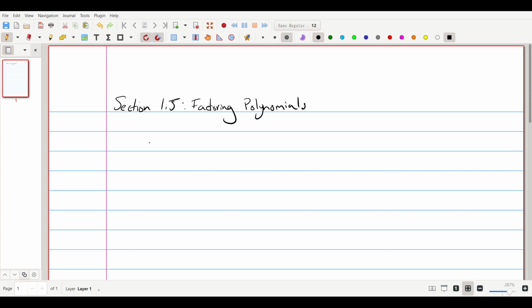In the last section, we learned how to multiply polynomials, and so essentially factoring polynomials is the undoing of multiplying polynomials.